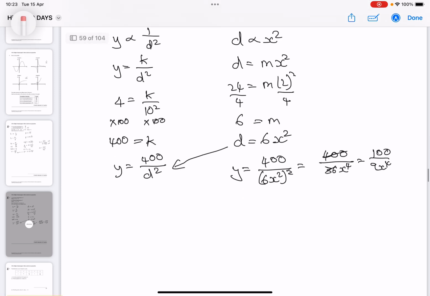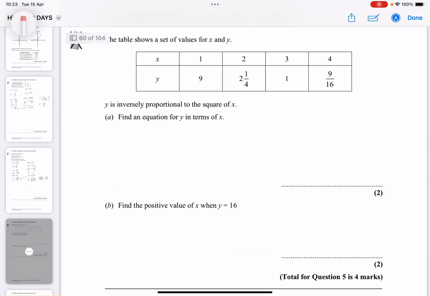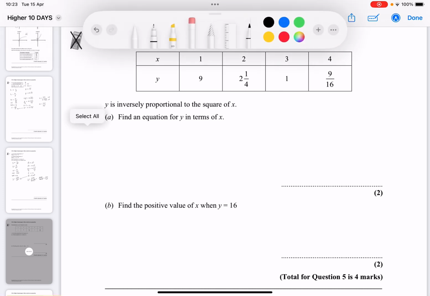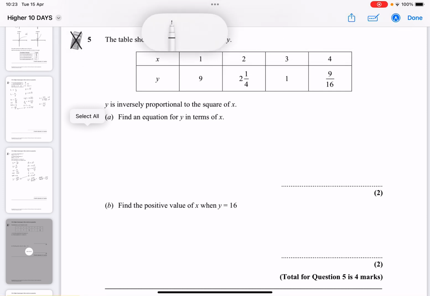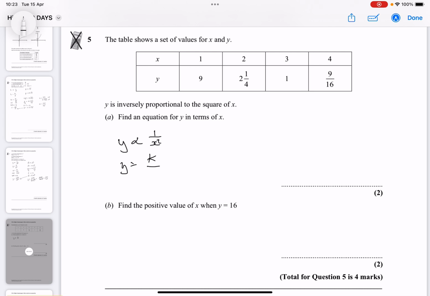Okay, next question. The table shows a set of values for x and y. Y is inversely proportional to the square of x. Find an equation for y in terms of x. So y is inversely proportional to x squared, so y equals k over x squared.